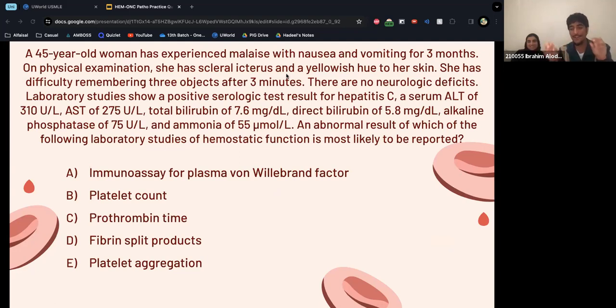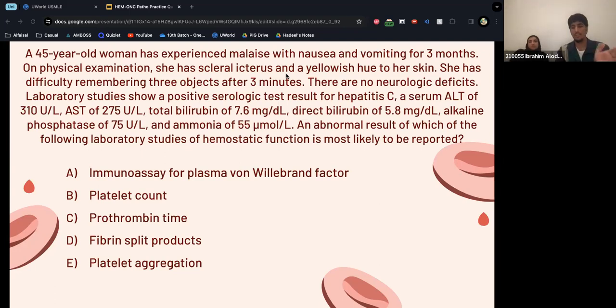What I want you guys to know from this is that she has hepatitis C. Where are clotting factors made? In the liver, good. And where does hepatitis C infect? Hepatitis C or B. The liver. Great. Nice. Okay. And boom, there you guys go.